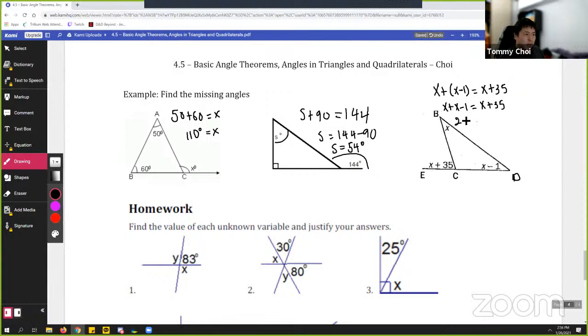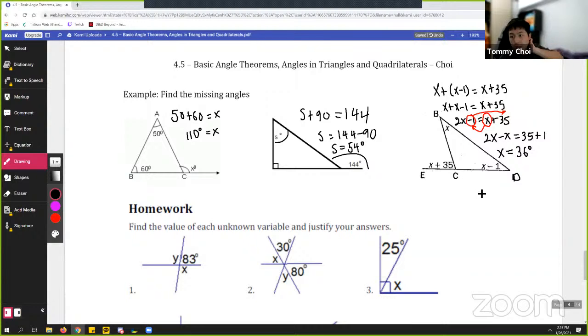You should be able to simplify that to 2x minus 1 is equal to x plus 35. We now have x's on two sides of the equation. We don't like that. If you think back to unit 1, we said, let's move x to the left and let's move all numbers and other terms to the right. So positives become negatives and negatives become positives. So this is going to be 2x minus x is equal to 35 plus 1, and that's going to give me x is equal to 36 degrees.